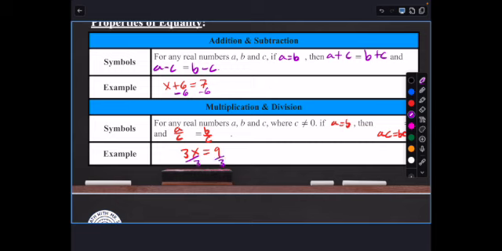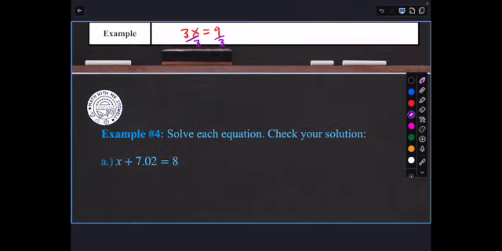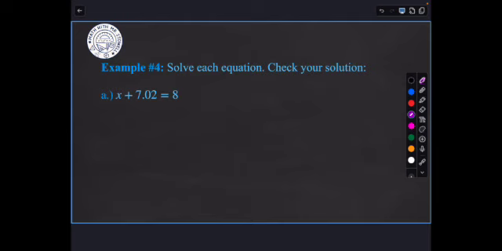Right? We can divide on both sides, and we would end up with the same result. So that's our properties of addition, subtraction, multiplication, division. Let's look at example 4.